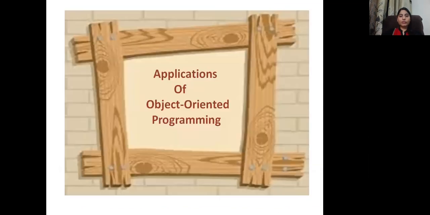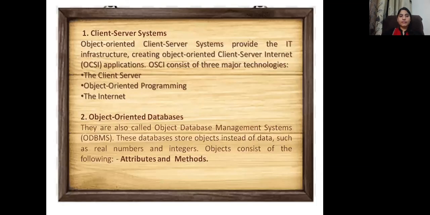Now, the applications of object-oriented programming. Client-server systems. Object-oriented client-server systems provide the IT infrastructure, creating object-oriented client-server internet applications. Here, infrastructure refers to operating systems, networks, and hardware. OSCI, that is Object-Oriented Client-Server Internet, consists of three major technologies: the client-server, object-oriented programming, and the internet.